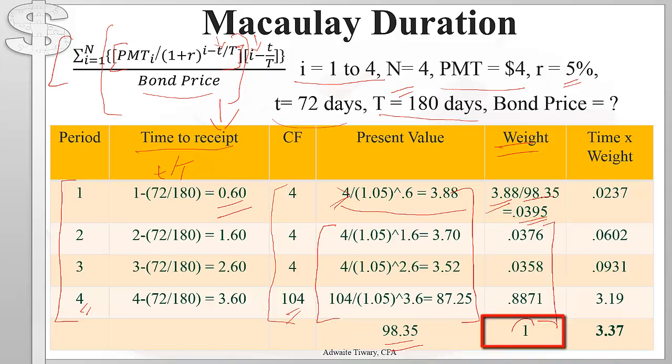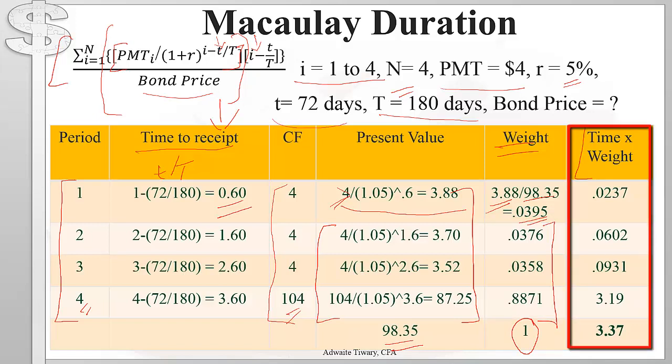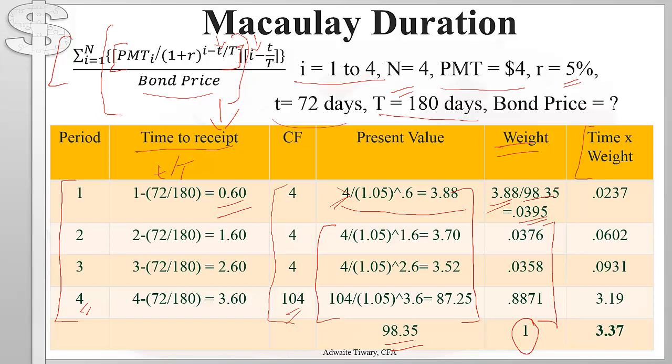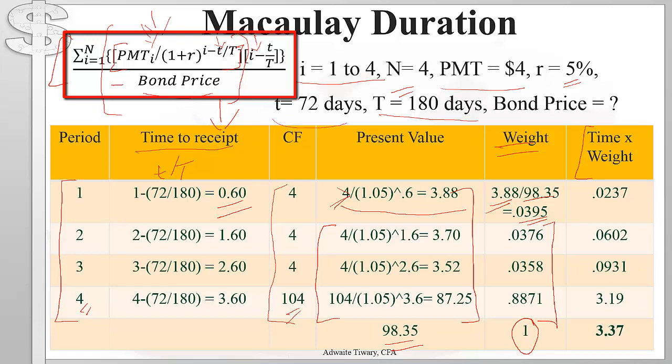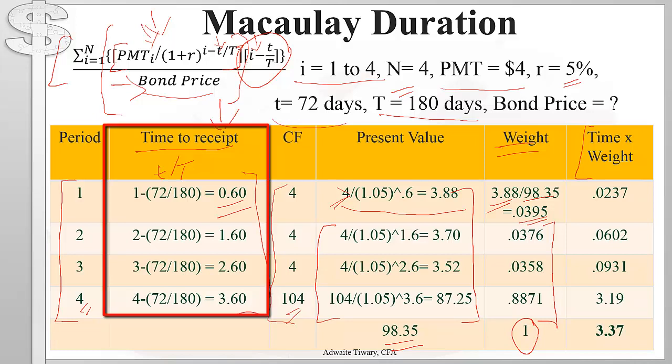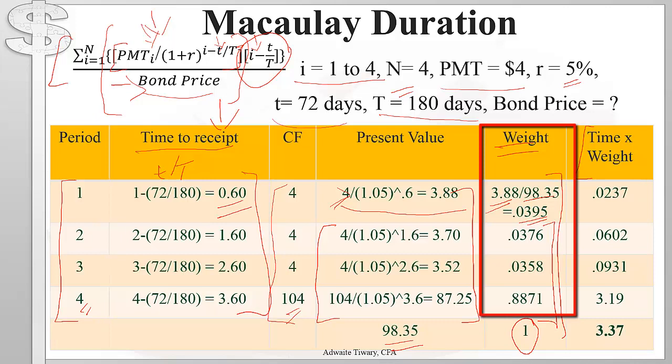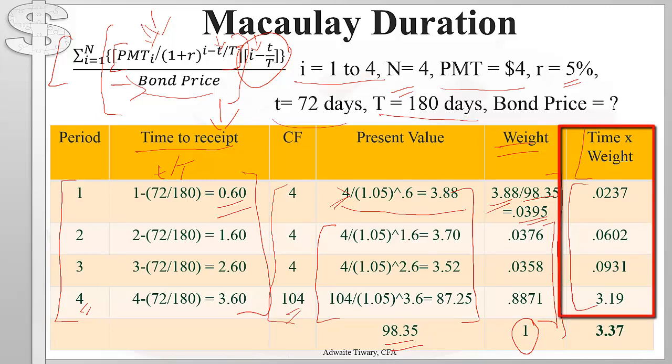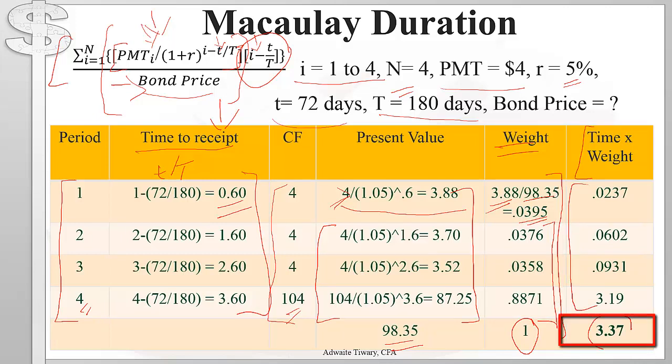The weights add up to 1 as they should. And then we have time times weight, which simply means that we take the results from this calculation, the present value of the cash flows divided by the bond price, multiplied by 1 minus little t over capital T. Now 1 minus little t over capital T is coming from the columns here. We multiply it with the weights and we get these numbers. The sum of this column is 3.37, which is equal to the Macaulay duration per period.